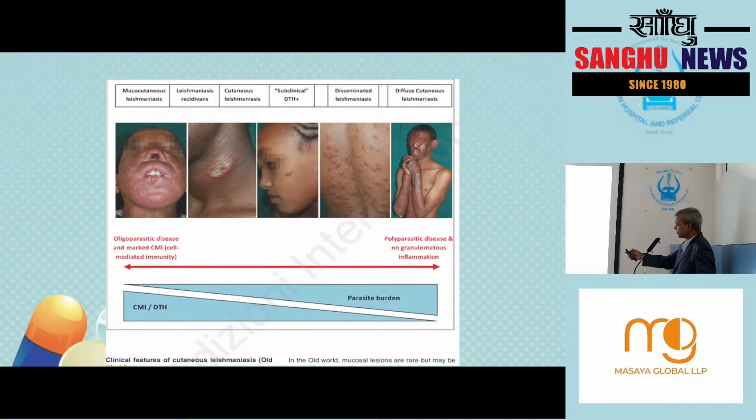These are certain pictures. If it is localized, you can see only a few skin lesions, but here there is mucosal involvement. There are multiple skin lesions, and in our setup, since cutaneous leishmaniasis is very uncommon, it will mimic leprosy because most of the skin lesions are asymptomatic.